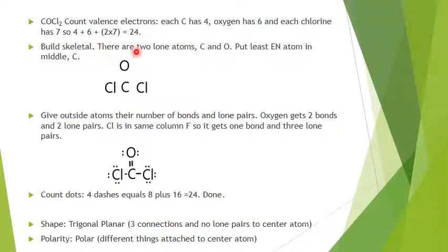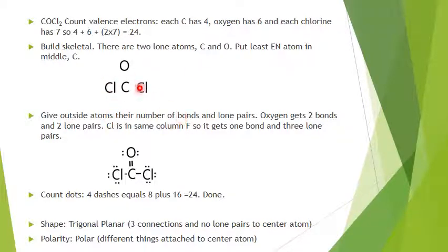Build a skeletal structure. So there's 3 atoms here besides carbon, the oxygen and chlorines. Carbon has a lower electronegativity. You can look at the periodic table. Oxygen's further up and to the right, so it's more electronegative. So you're going to put carbon in the middle. Usually, carbon will go in the middle of a molecule. So here's our skeletal structure.